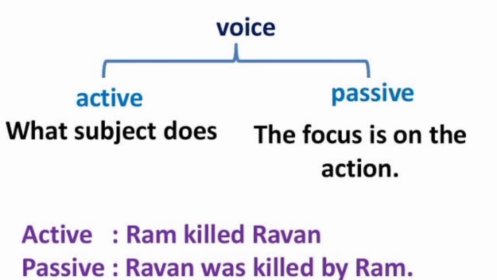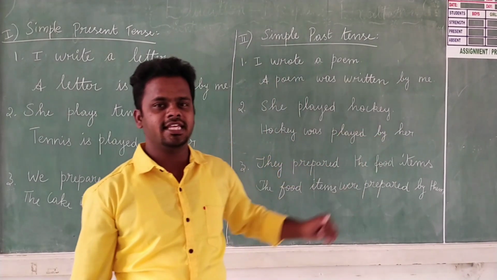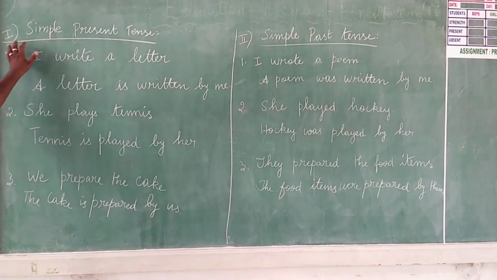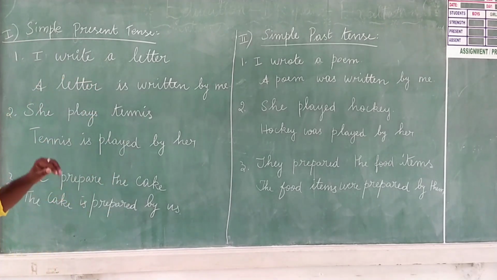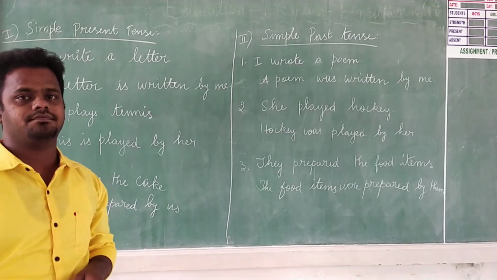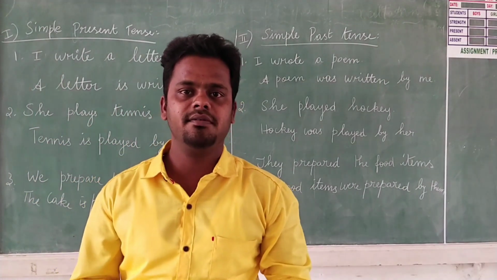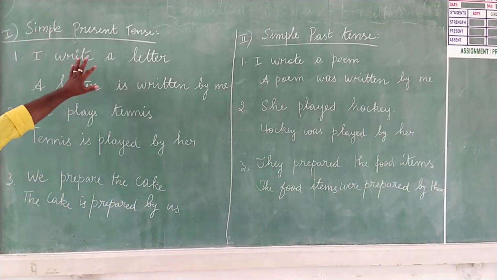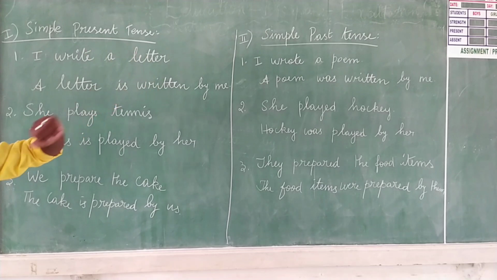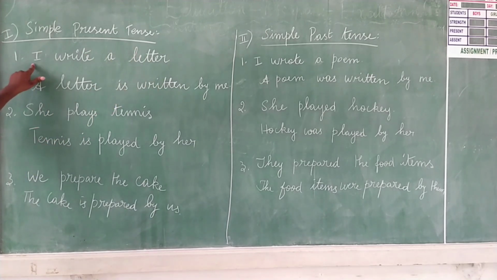So let us see in detail. Please watch the video carefully and learn it. Okay children, look at the examples. So first we are going to see simple present tense. So these are the rules for how we change it in simple present tense. See the first example. Let's see the example, children. First we are going to see the changes in the simple present tense and the simple past tense. Okay, so first see the first example.